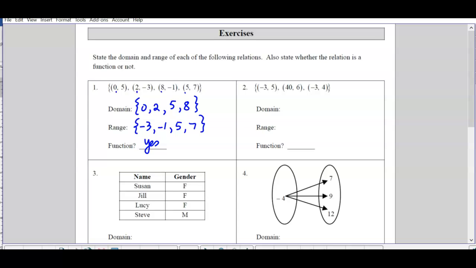Okay. Here, domain, smallest is -3, then 40. I don't repeat the -3. There's 2 of them, but I only show it once. Range is 4, 5, and 6. Okay, and because I have 2 x values that are the same, and they're different y values, this is not a function.